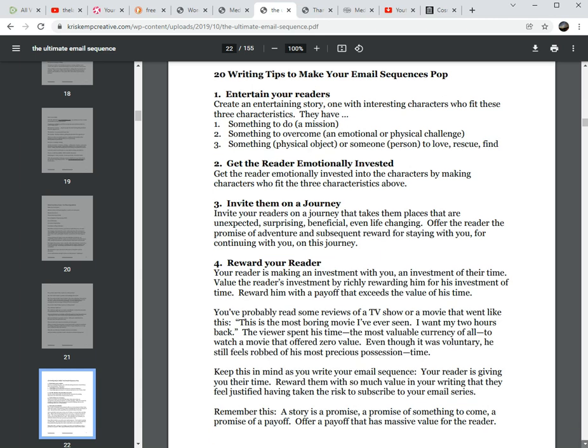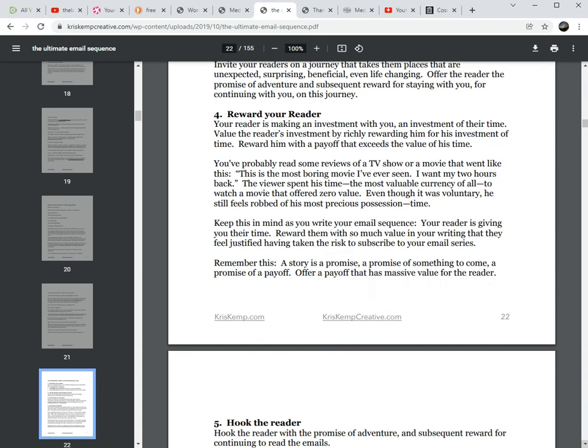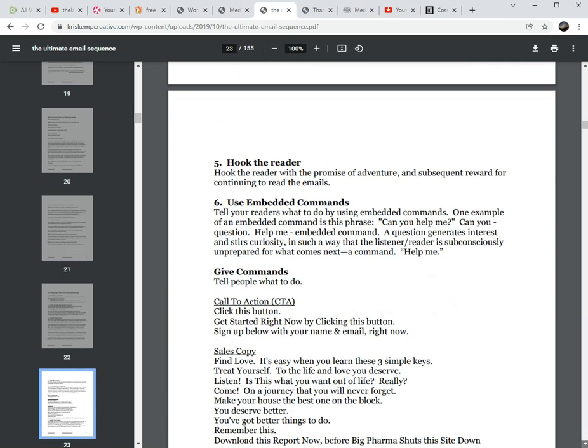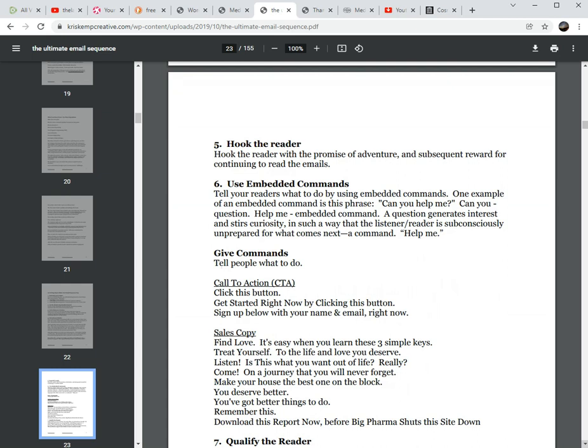So remember this. Someone said or wrote this, I don't think it was me. A story is a promise. What's a story? A story is a promise. A promise of something to come, a promise of a payoff. You want to offer a payoff that has massive value for the reader. Number 5, hook the reader. You want to hook the reader with a promise of adventure and subsequent reward for continuing to read the emails.